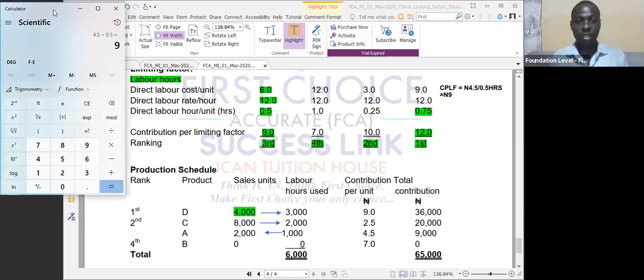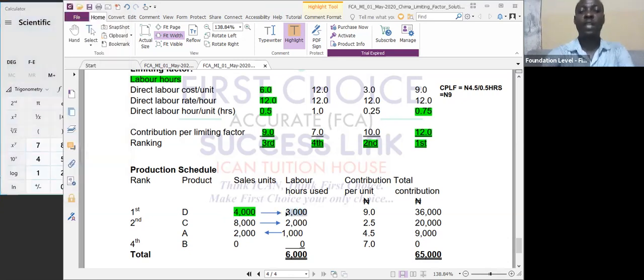So what do we do? We will say 4,000 units multiplied by 0.75. That will give us 3,000 hours. So that brings us to this 3,000 we have here. It means that if we take 0.75 hours per unit and we work on 4,000 units, we are going to spend 3,000 hours. So we've done that.